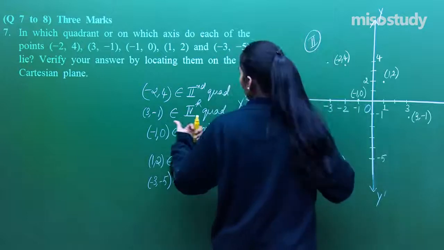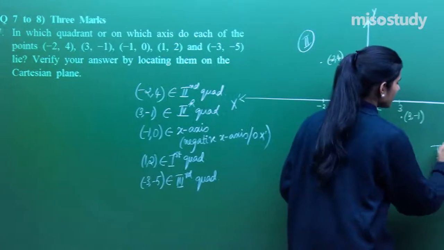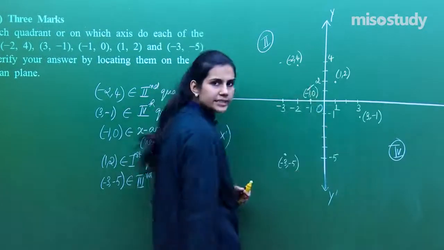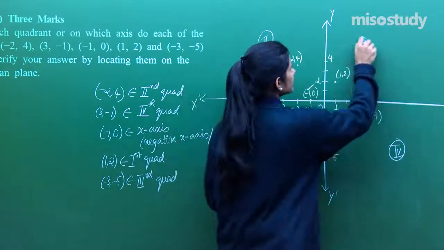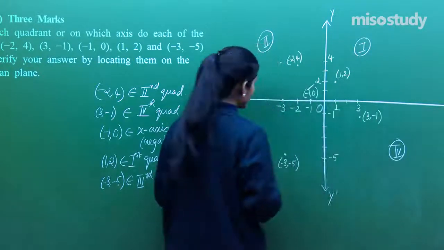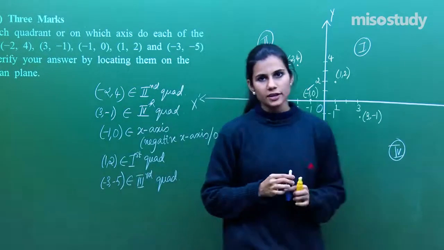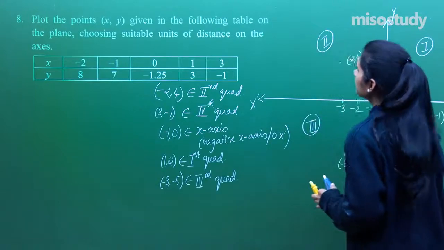Let's verify. -2, 4 lies in the second quadrant. Yes. 3, -1 lies in the fourth quadrant. Yes. -1, 0 lies on the x axis. Yes. 1, 2 lies in the first quadrant. Yes. And -3, -5 lies in the third quadrant. Yes. So it's verified.